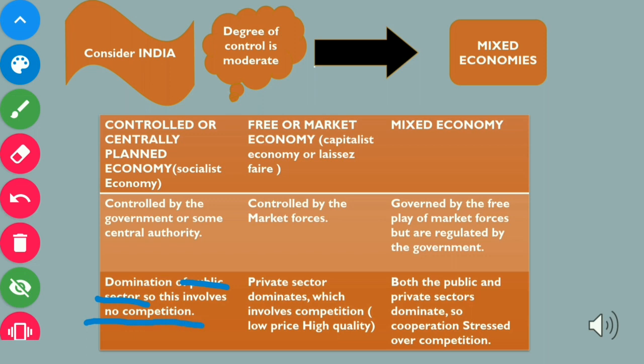On the other hand, if you talk about free or market economy, the private sector dominates, and that involves competition in the market, which intends to create low prices with high quality products. And next, if you talk about mixed economy, it involves the domination of both the sectors, public and private as well. So there is cooperation stressed over competition. There exist both, right?